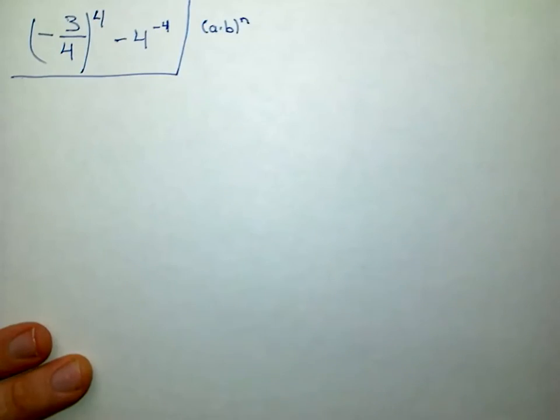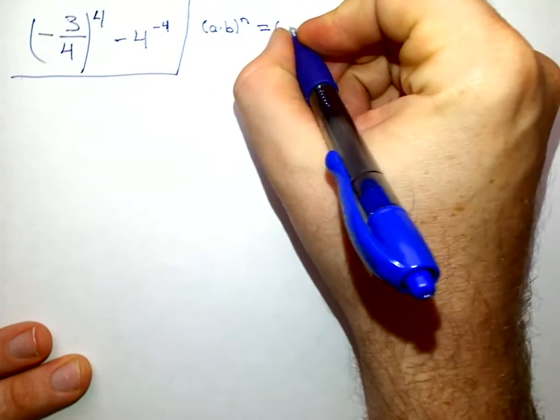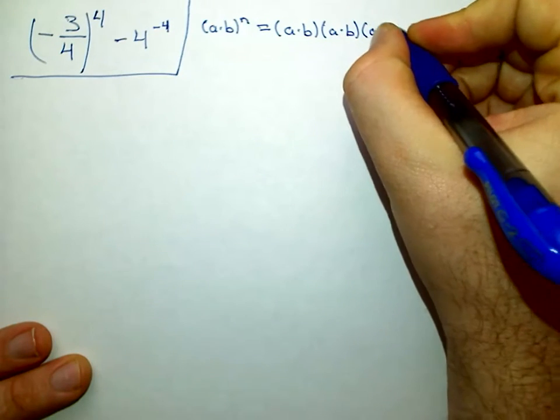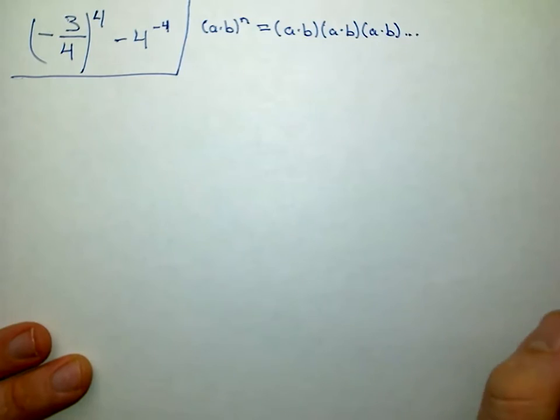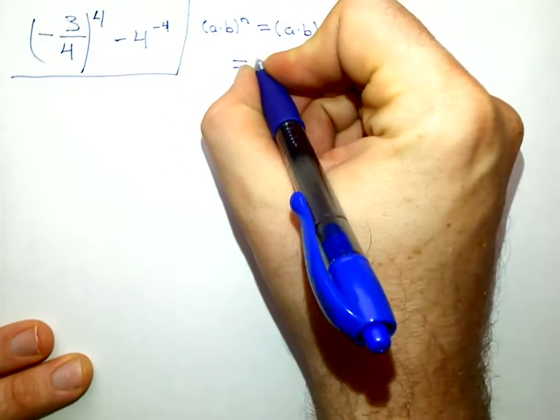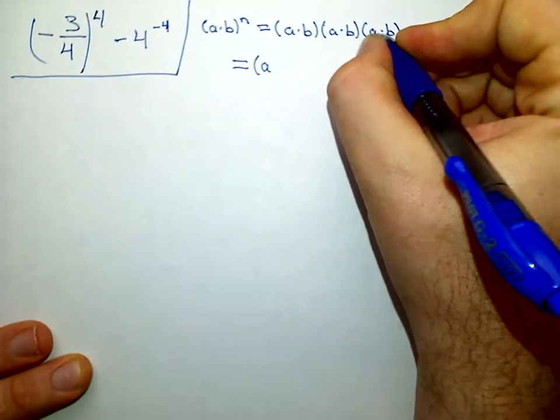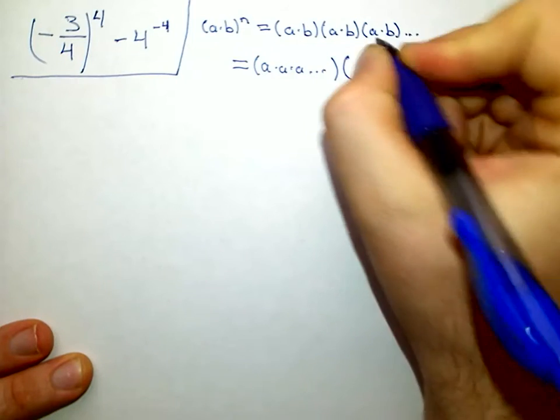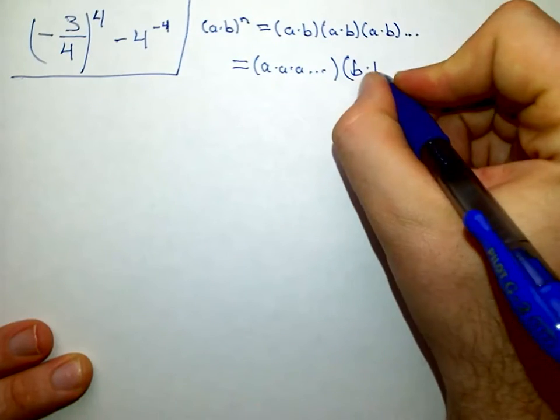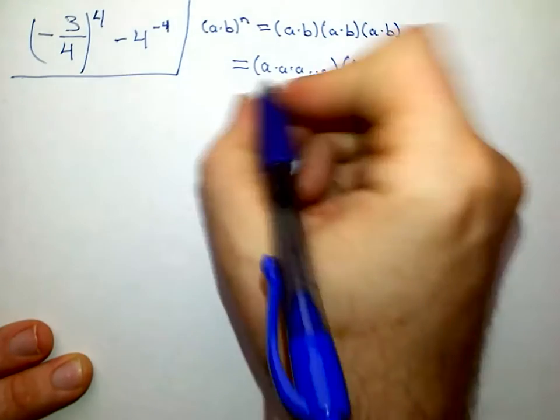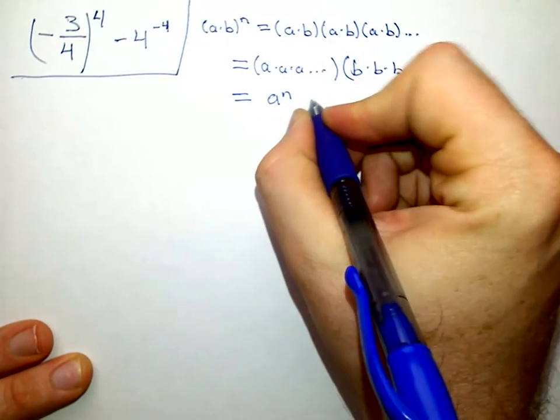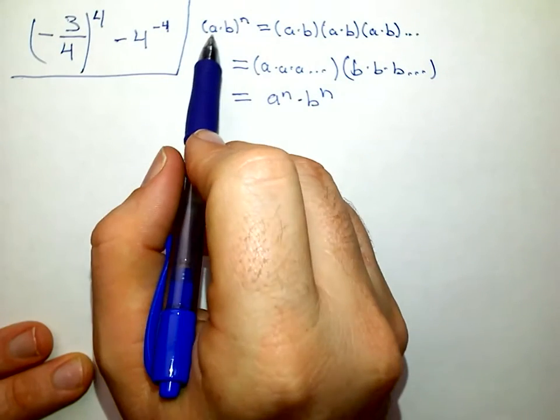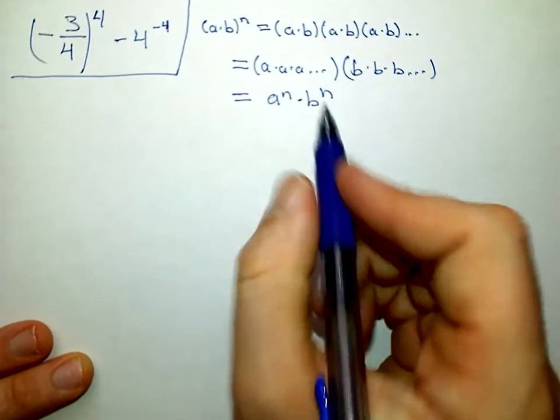So first, let's consider a times b to the n. Well, just knowing what an exponent means, we take a bunch of a times b's and we express them out n times. I have a once, twice, thrice, up to n times. And then I have b once, twice, thrice, n times. Well, this is just a to the n, this is just b to the n, so there you go. I can express a times b to the n as a to the n times b to the n.